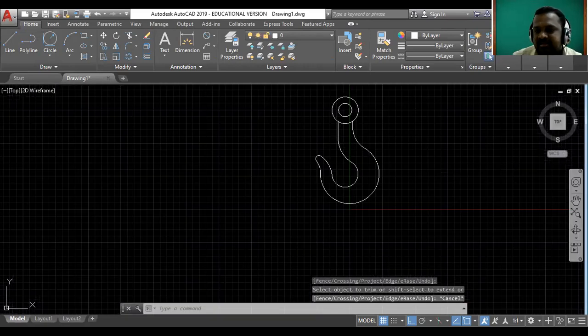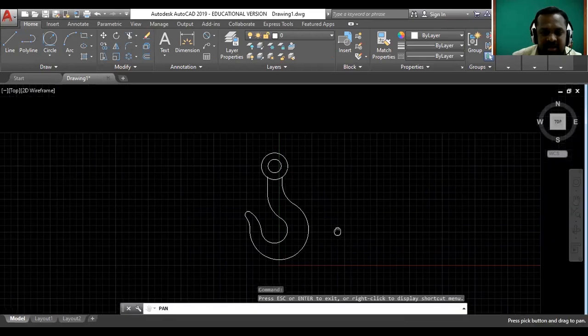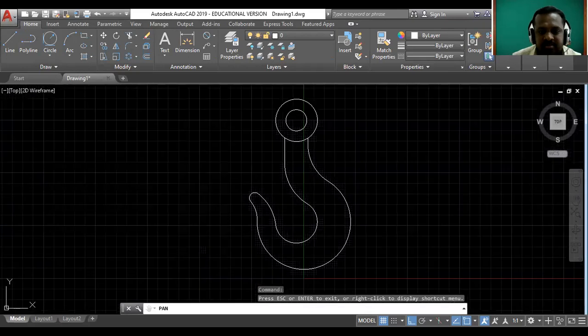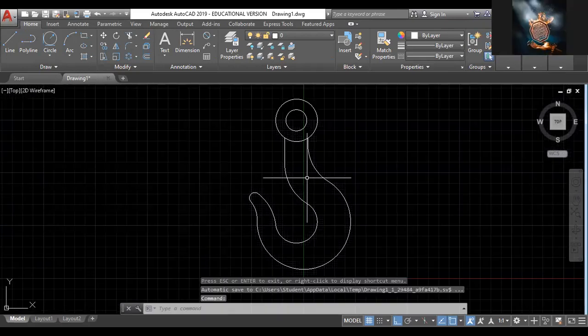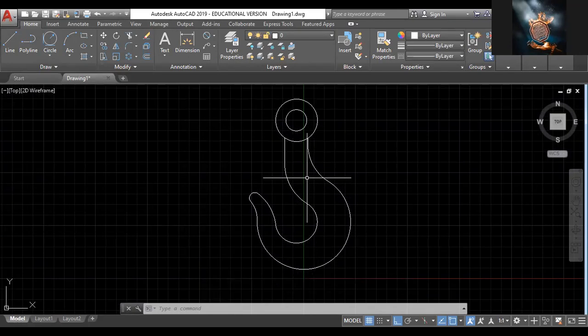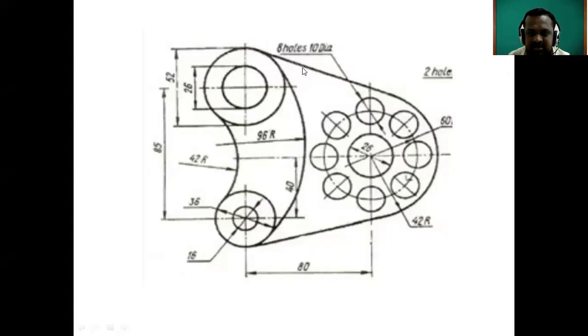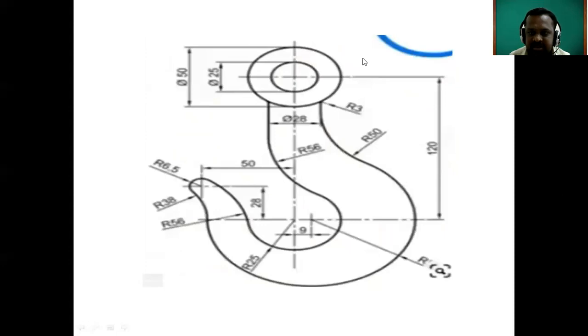See, this is your crane hook. Is it correct? Yes, sir. It is correct. Then what is remaining here? See this part is remaining. Here they have given the radius. What is the radius? R3. And this side also R3.